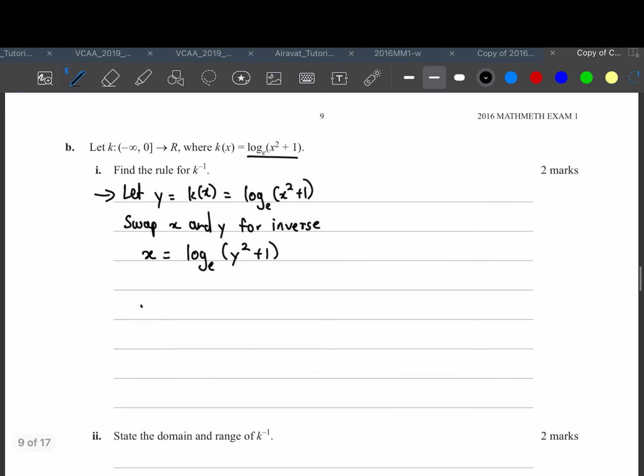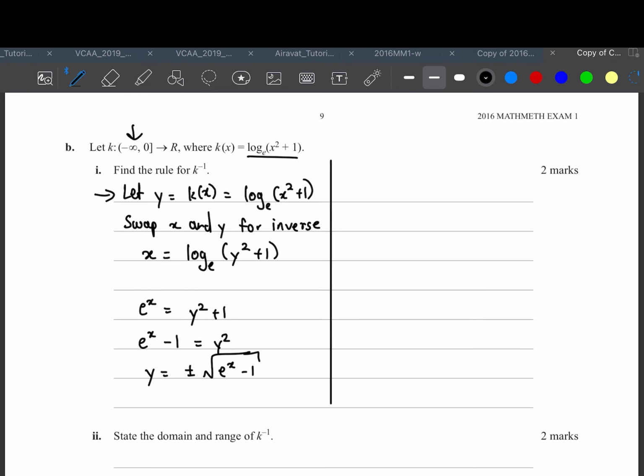Okay, so e to the power of x equals y squared plus 1. So e to the power of x minus 1 equals y squared, meaning y can be positive or negative square root of e to the power of x minus 1. Now let's see if we have to reject any of this. We probably have to, the reason being that they have specified the domain here, so there'll be only one answer which satisfies the inverse for this rule. How do we find that?